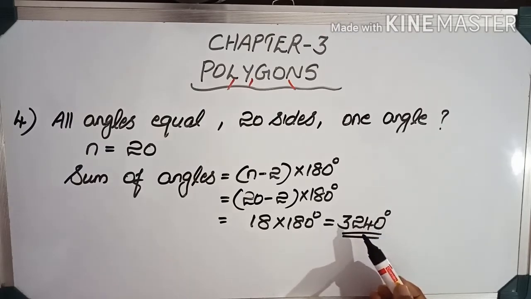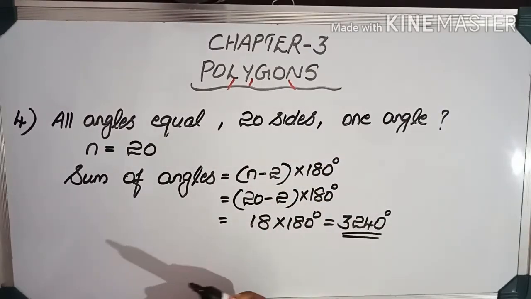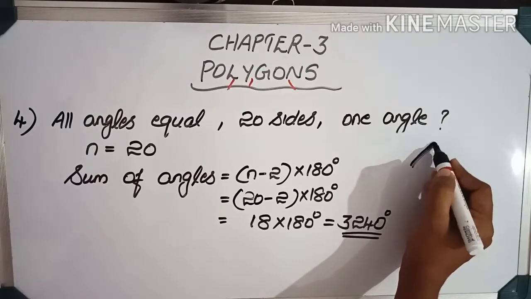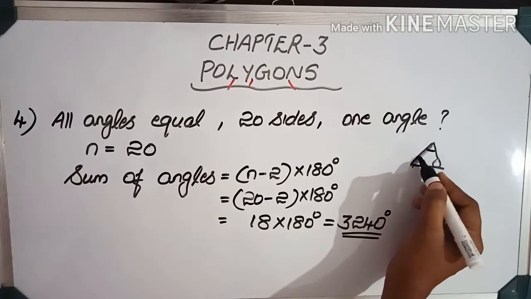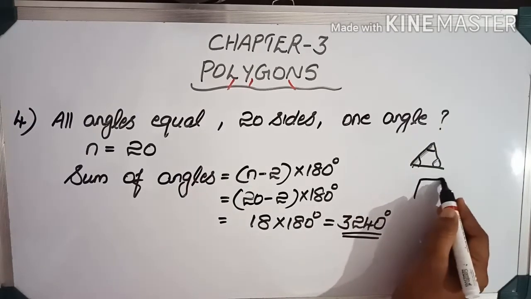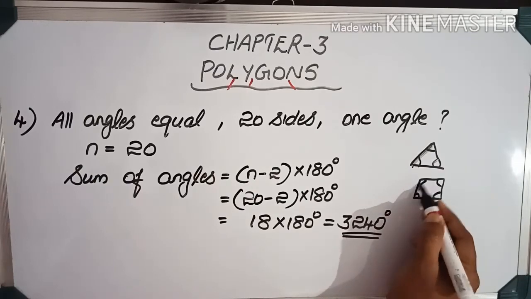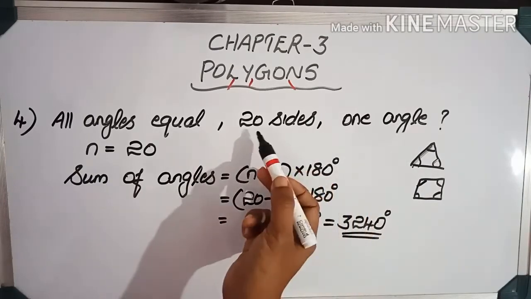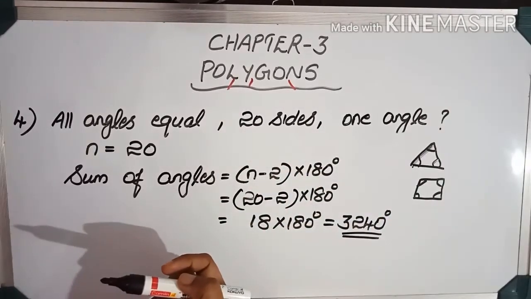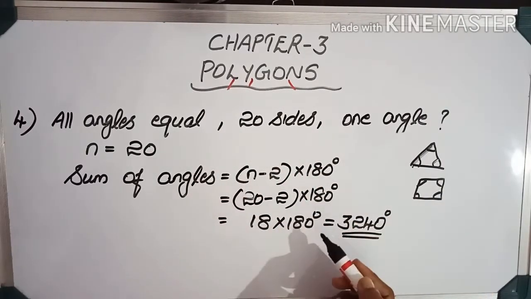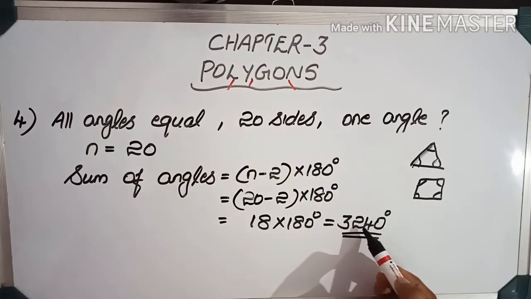One more thing, 20 sides means 20 angles will also be there. A triangle, how many sides do we have? 3 sides, and the same 3 angles are also there. A 4-sided figure has 4 sides and 4 angles. So in the same way, 20 sides means a total of 20 angles will also be there. The sum of those 20 angles is 3240.